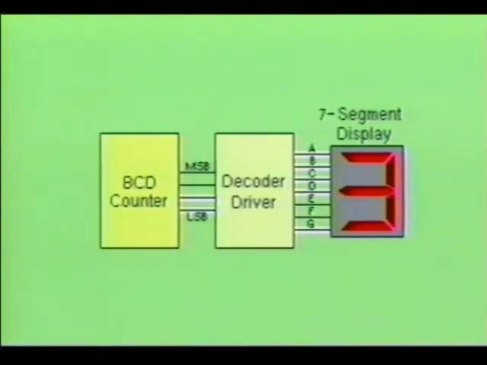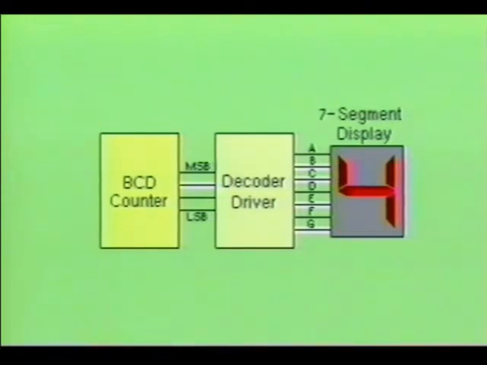As the counter IC increases by one more count, it outputs a BCD code of 0011, which is then fed into the inputs of the decoder driver device. The decoder driver decodes the BCD code and causes outputs A, B, C, D, and G to turn on. This results in the numeral 3 being displayed.